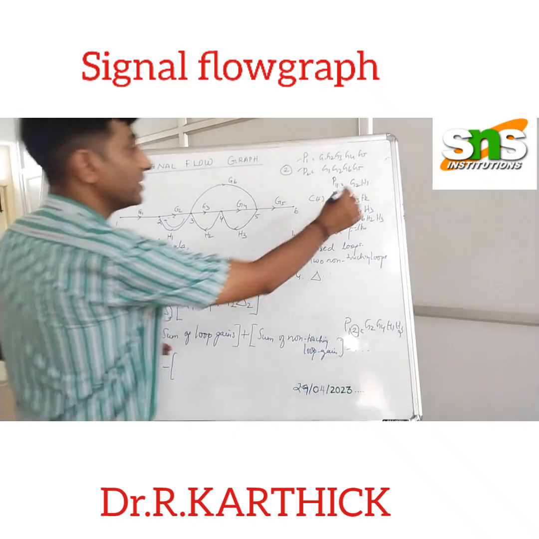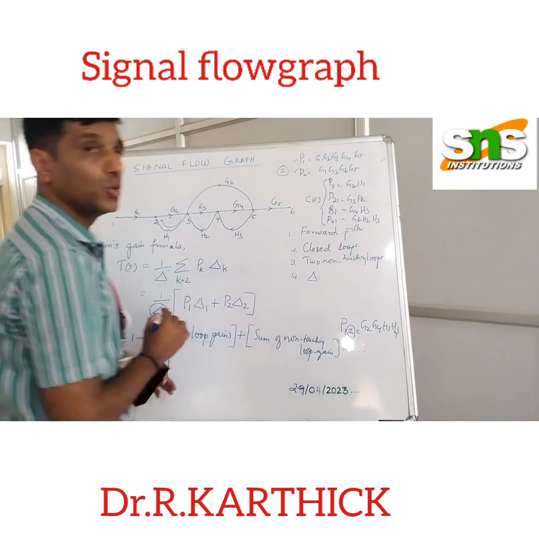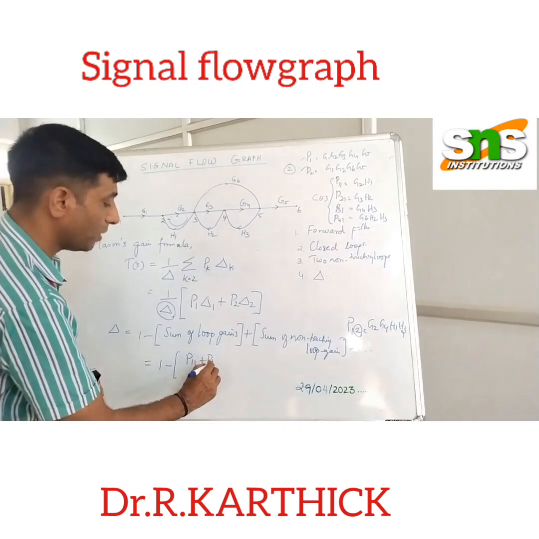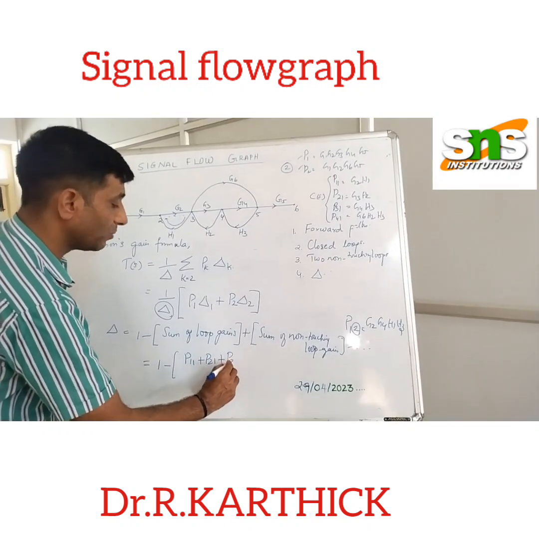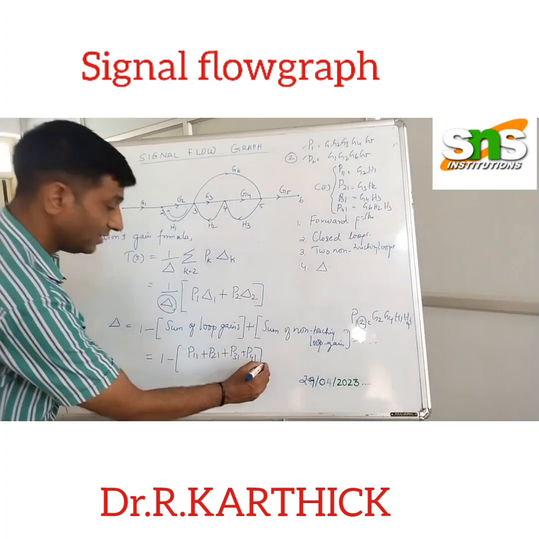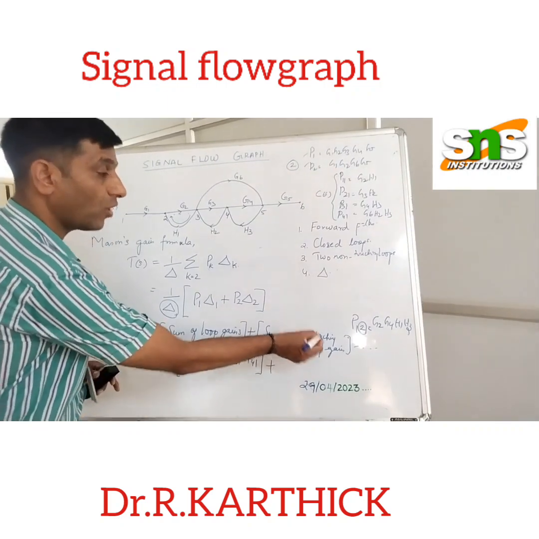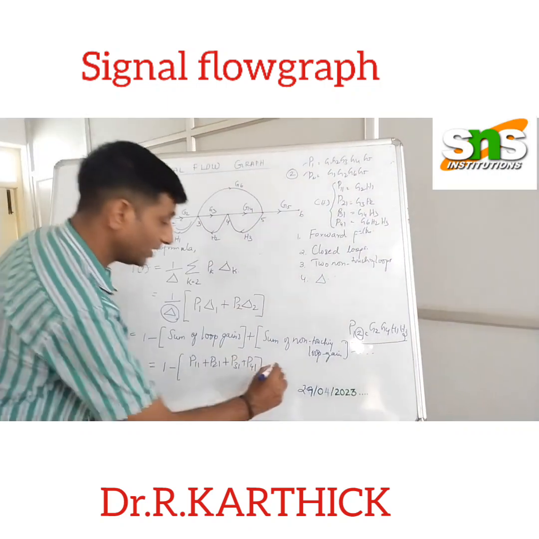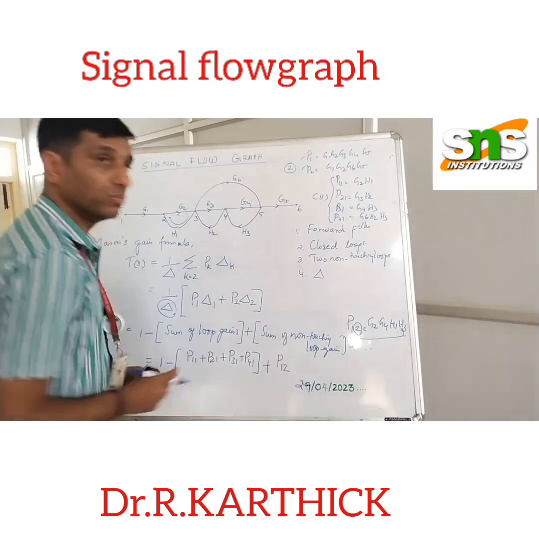Loop gains we have already seen, these are our individual loop gains. So it is P11 plus P21 plus P31 plus P41. And then plus the sum of non-touching loop gains. Already we have seen this is our non-touching loop gain, we have only one, so it is P12.